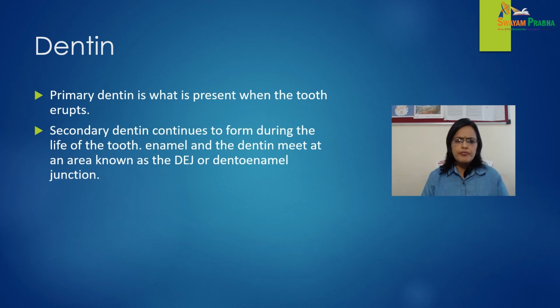The color of the dentine reflecting through the enamel is what is responsible for the color of the tooth. Because dentine is softer than enamel, if decay passes through enamel and invades the dentine, it can spread very rapidly. Enamel and dentine meet at an area known as the dentinoenamel junction, that is DEJ.